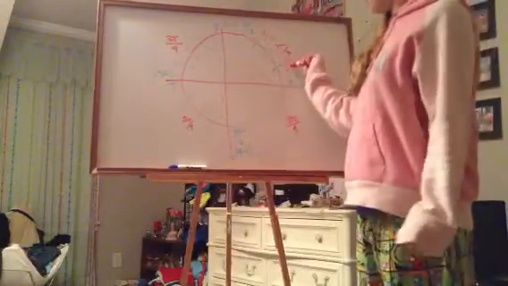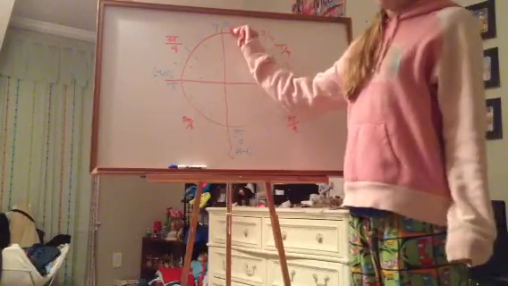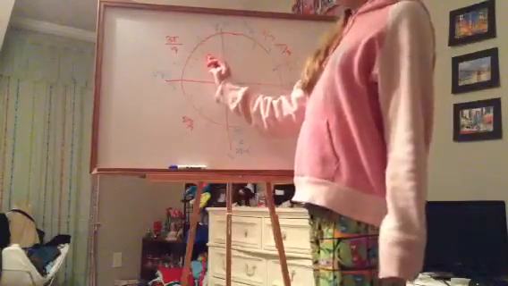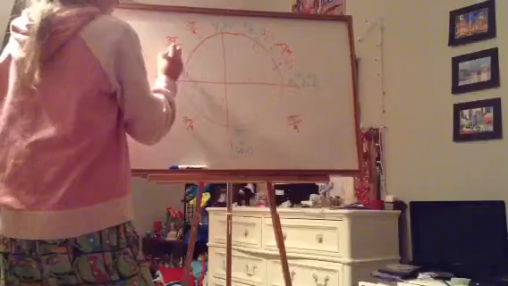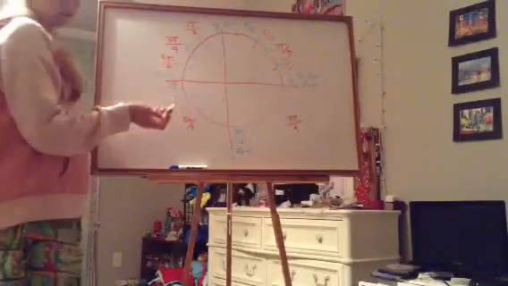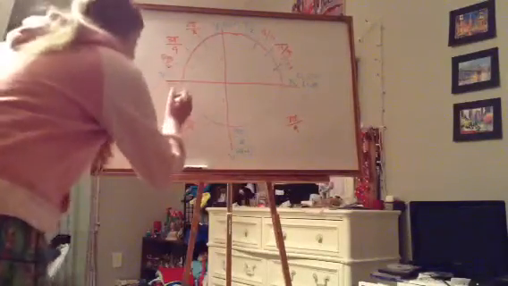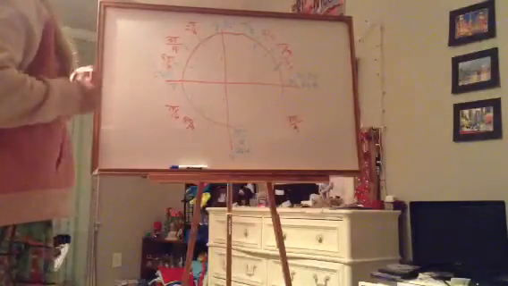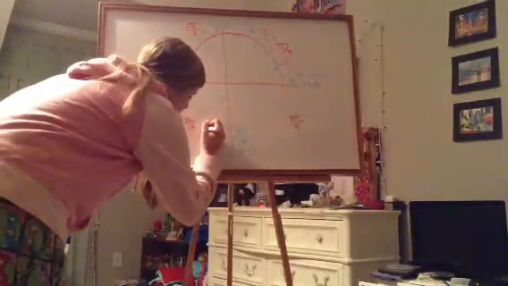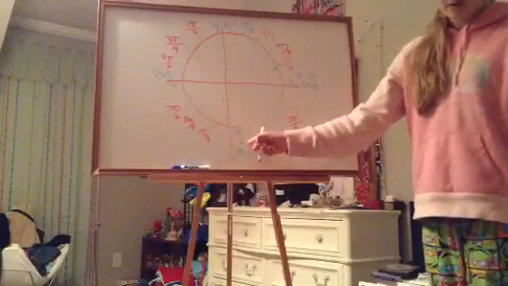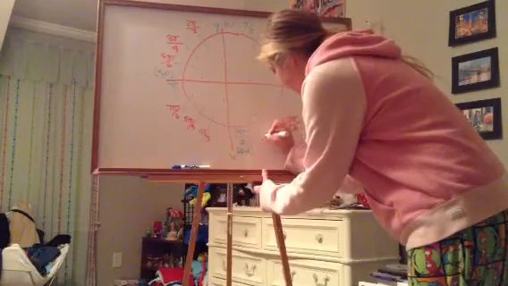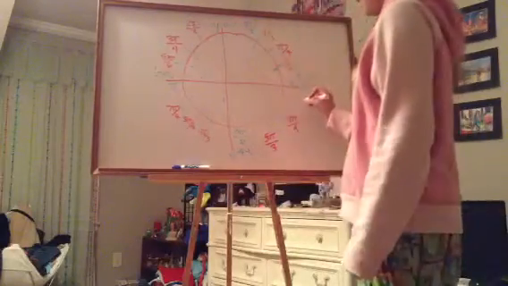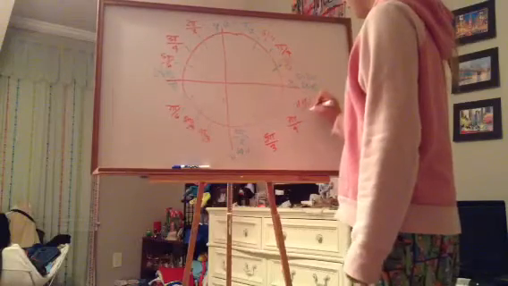So 1 6, 2 6, 3 6. 3 pi over 6, pi over 2. 4 6, which is also equal to 2 pi over 3. 5 6, which is just 5 pi over 6. 6 over 6, just pi. 7 pi over 6, alright. 8 pi over 6, which can be reduced to 4 pi over 3. 9 pi over 6, which can be reduced to 3 pi over 2. 10 pi over 6, which can be reduced to 5 pi over 3. And finally, 11 pi over 6.